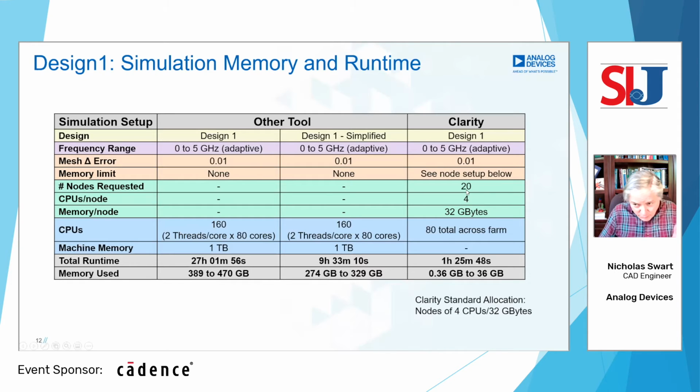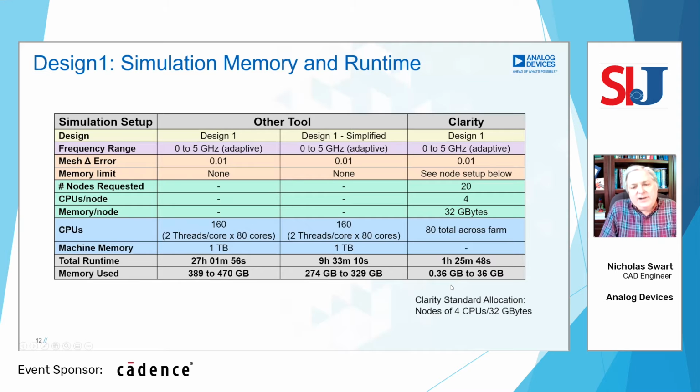So we allowed Clarity to make 20 resource requests. So that's a total of 80 CPUs, okay? And so that's half the number of CPUs on the dedicated machine with this other tool. And you can see here, Clarity ran in just 1 hour, 25 minutes, okay? And for any one of those 4 CPU, 32 gigabyte resource requests, Clarity used no more than 36 gigabytes. I'll talk a little bit more about the memory usage of Clarity in a moment, okay?